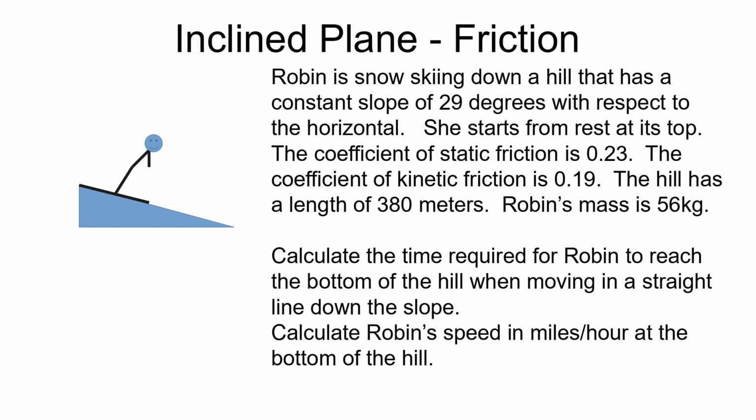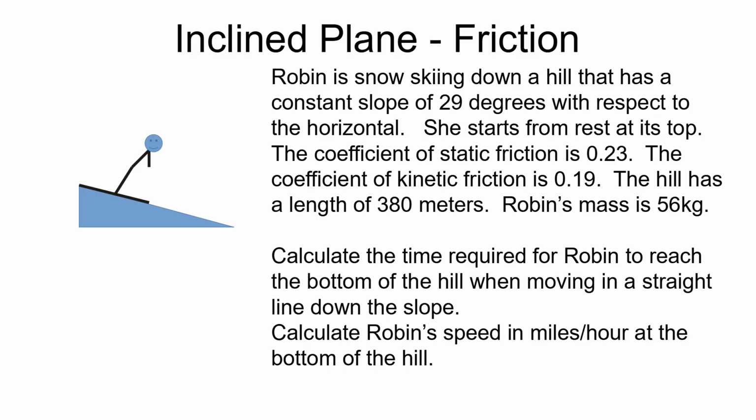This video shows calculations of a person on an inclined plane. The specific case is going to be someone skiing down a mountain that has kind of a strange shape. It's a smooth surface, and Robin is on this 29-degree slope.